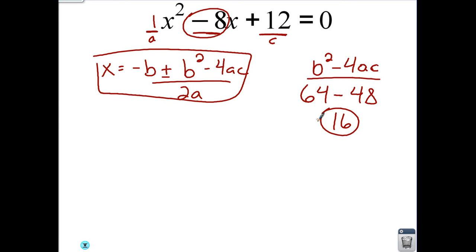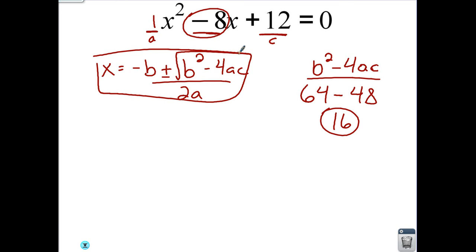Is there something special about 16? Notice where that's at in your formula. Oops, I forgot the square root. There's a square root over the top of that. B squared minus 4AC is what I call the discriminant. The discriminant is always located under the square root symbol.